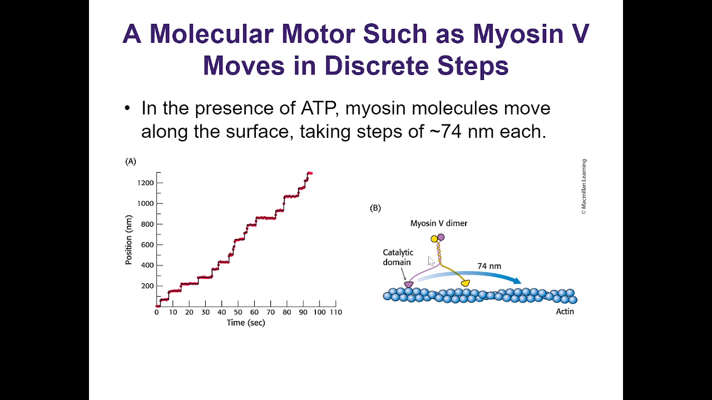So now what you're seeing here is if you looked at these ups, these are about 74 nanometers each, and that's the distance that these catalytic domains go each time. That's that swing each time. That making some sense?